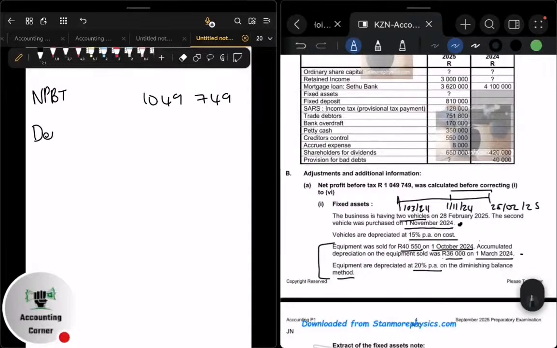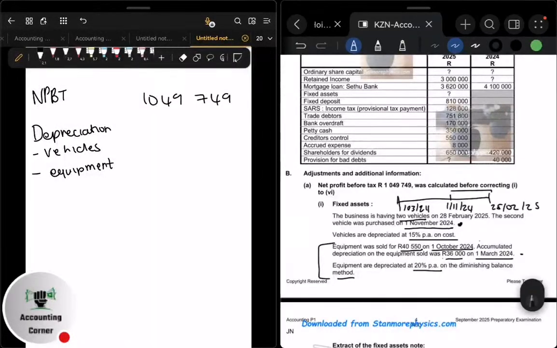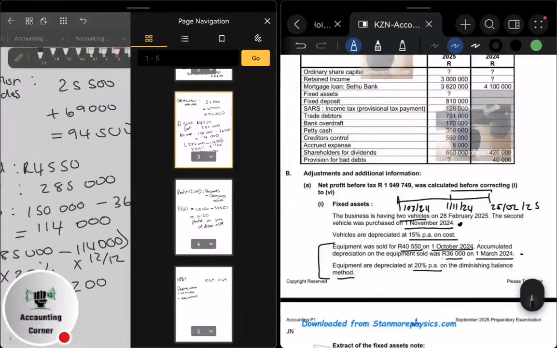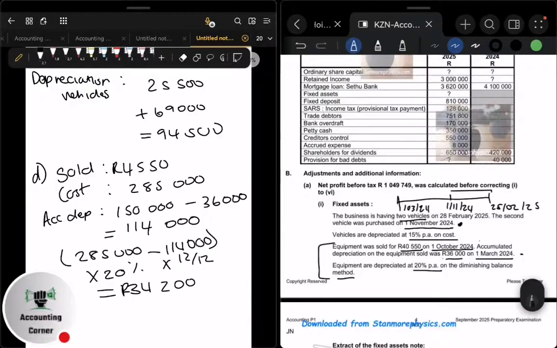So our depreciation, let's see, we had depreciation on vehicles, we had depreciation on equipment. And now depreciation, what type of element is it? It's an expense, so it would decrease our net profit. So let's go back and see what were the values for our depreciation. So for vehicles, depreciation was 94,500.